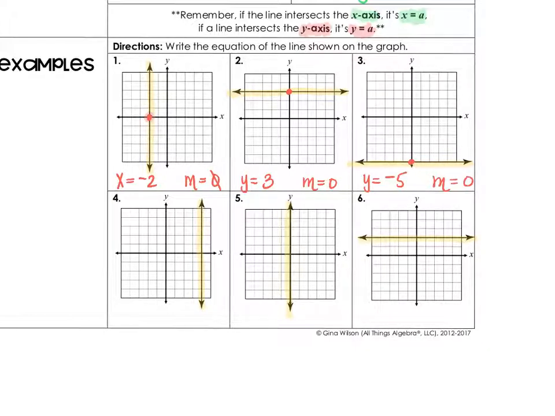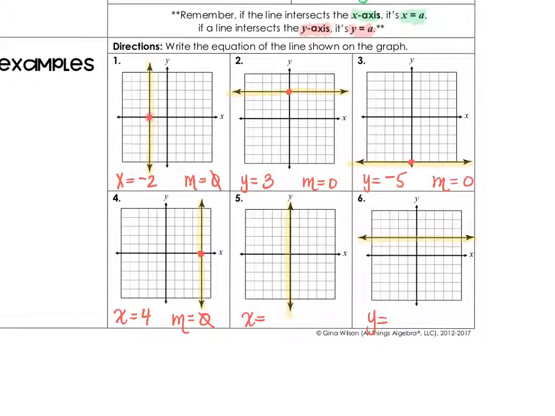Number 4, that's an x equals line. Number 5 is also an x equals line. And number 6 is a y equals line. So vertical, vertical, and horizontal. The intercept for number 4 is 4, so x equals 4. And that slope, guys, is undefined because it's vertical.